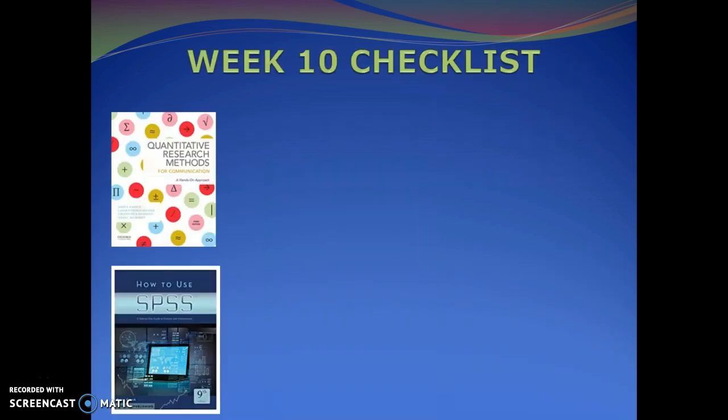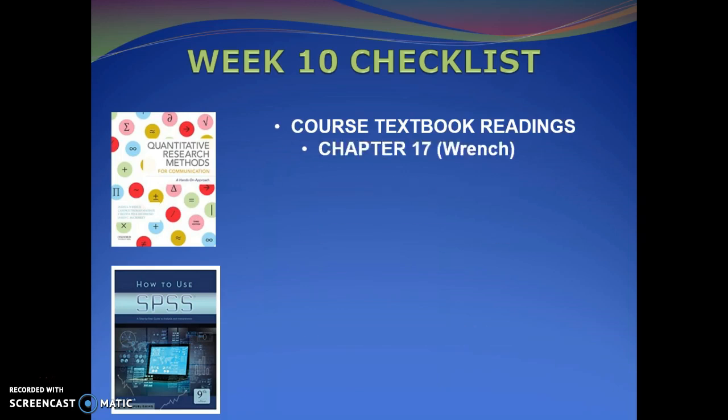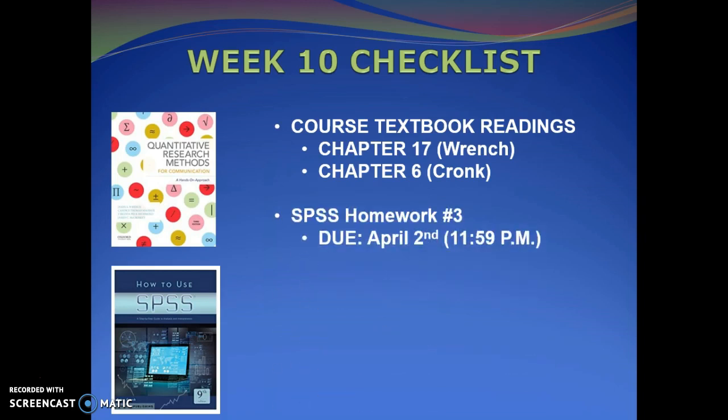For week 10, there are just a few things that I have for you, and I have a couple reminders as well. I want us to start out the course this week looking at Chapter 17 and Chapter 6 in the Cronk book. Chapter 17 in Wrench and Chapter 6 in the Cronk book. Those will be focusing and helping you prepare for Independent Samples T-Test, which will be the focus of your SPSS homework number 3. I'm assigning this now.